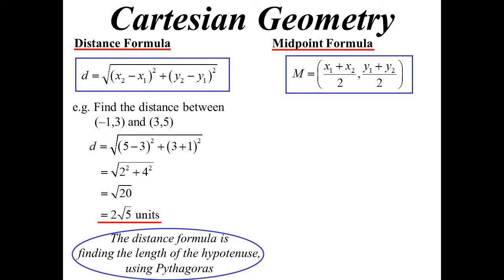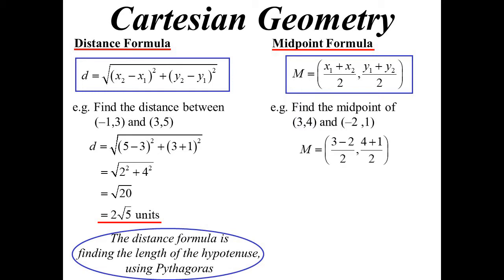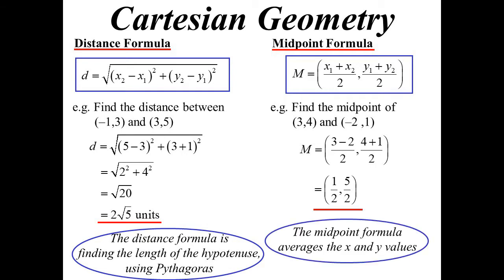Okay, midpoint. There's its formula. So midpoint, as the name suggests, the middle point. Here we're basically averaging the x values and averaging the y values. Again, let's do a simple little example. Average the x values, average the y values, and we get a half, 5/2. So as the name suggests, midpoint is average.